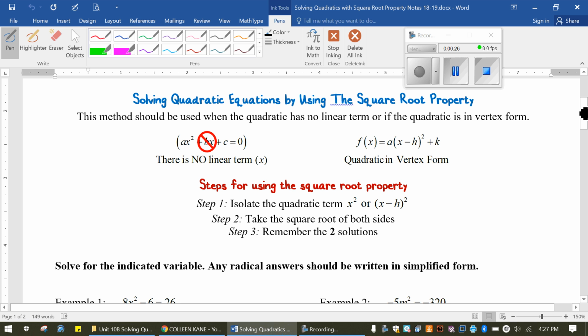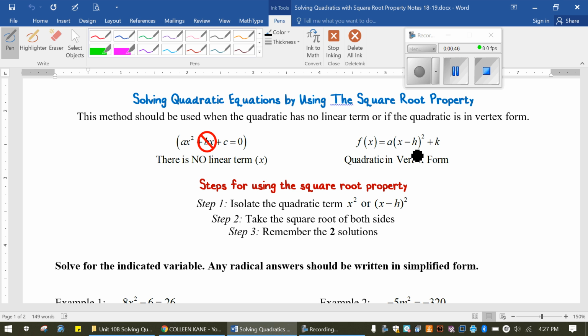This method is used when the quadratic has no linear term or if the quadratic is in vertex form. You can see in the standard form on the left that we have no linear term here. And then we've got our vertex form. So both of these are forms in which we would use the square root property.